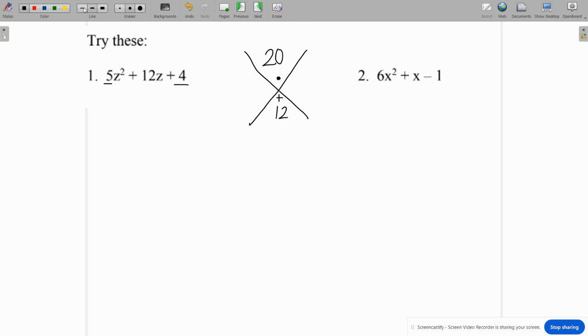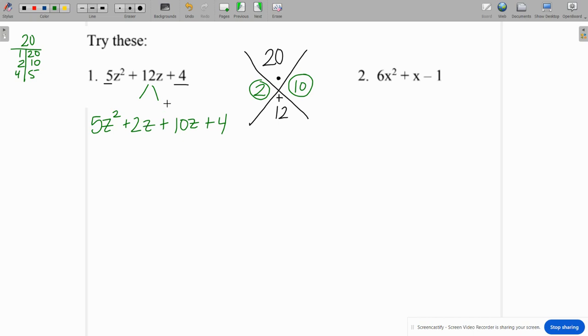You might be able to think of it in your head. You might need to draw a little table of factors of 20, like 1 and 20, or 2 and 10, or 4 and 5. We're looking for the pair that adds to 12, which hopefully you can see is positive 2 and positive 10. So this is how we're going to split that middle term to be two more terms. We're going to rewrite this as 5z squared, but instead of using 12z, we're going to say 2z and 10z, and then plus 4.